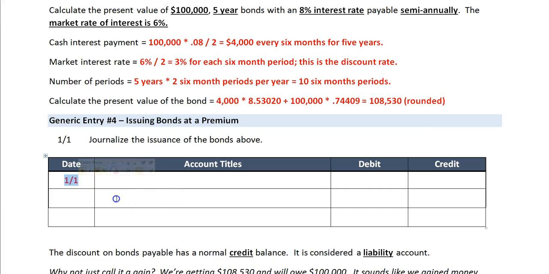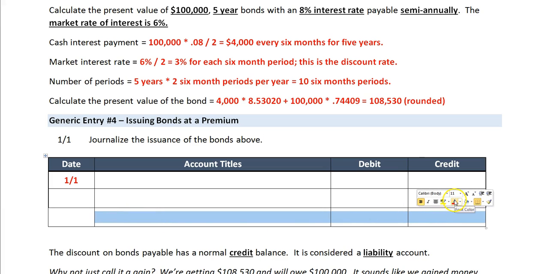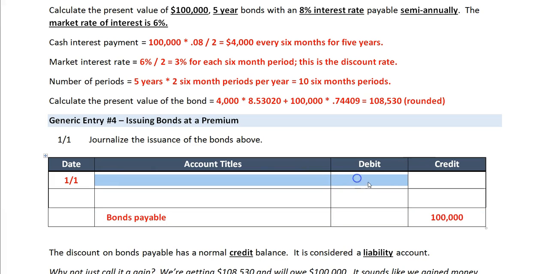So now we're issuing bonds. We're going to recognize the bonds payable on our books for the full face value. Again, they always go on at face value, and they come off at face value. This time though, we got cash in excess of that, so we got cash equal to $108,530. So the difference now needs to go on the credit side, because we got more cash than the face value, and we're going to put it to an account called Premium on Bonds Payable.